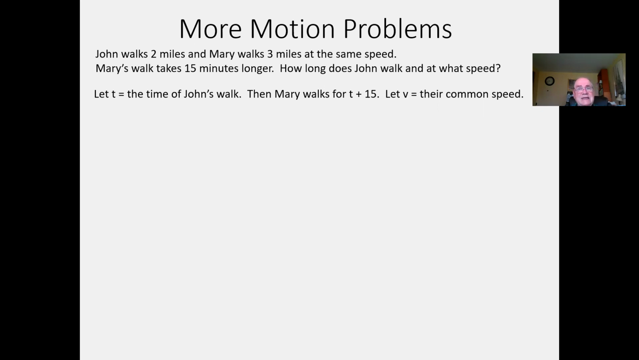Because if t is the time that John walks, then Mary's time is t plus 15. All of a sudden, Mary walks 15 minutes longer becomes the algebraic expression t plus 15. The mysteries begin to fall away. And v is the common speed. We do have 2 unknowns here. We have time and we have speed. But distance is always equal to speed times time. And so we're told that John's distance 2 is equal to vt, and Mary's distance 3 is equal to v times her t plus 15. And there are 2 equations and 2 unknowns.